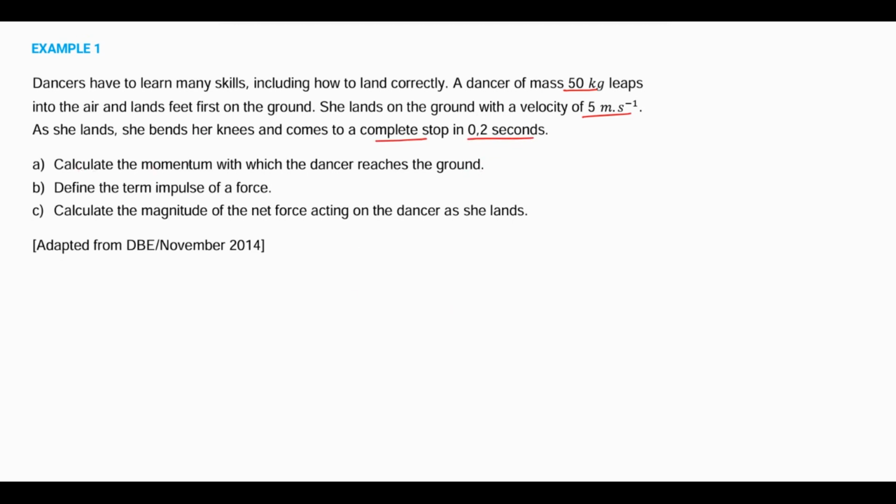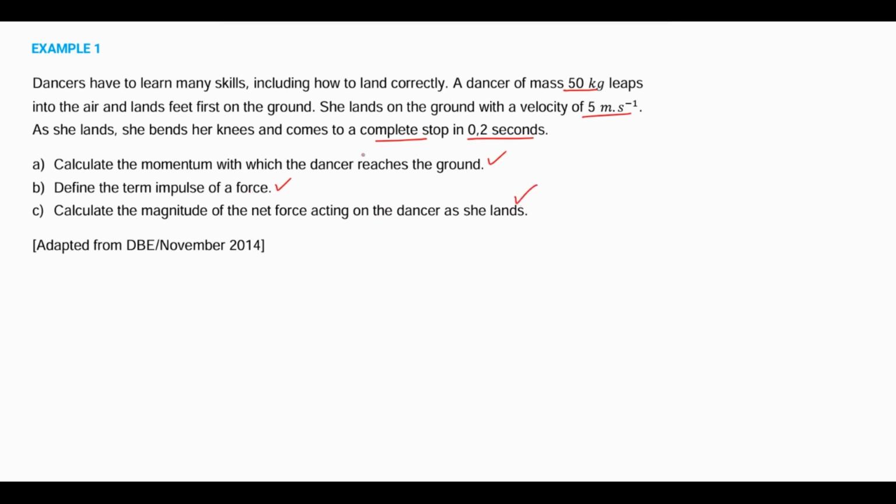A. Calculate the momentum with which the dancer reaches the ground. B. Define the term impulse. This is just a definition. We have to remember our definitions. And C. Calculate the magnitude of the net force acting on the dancer as she lands.